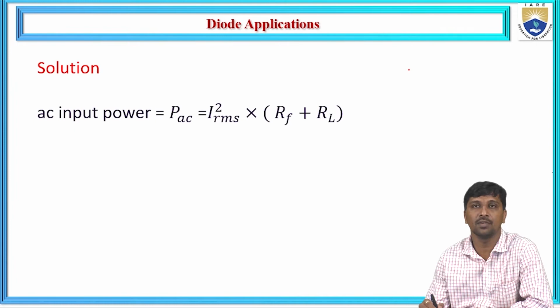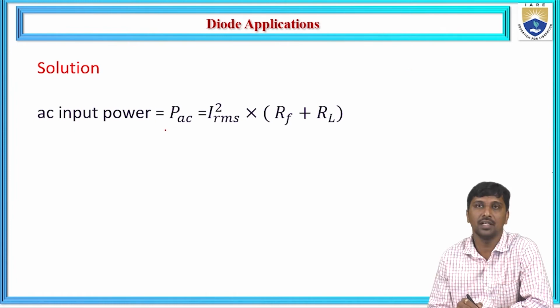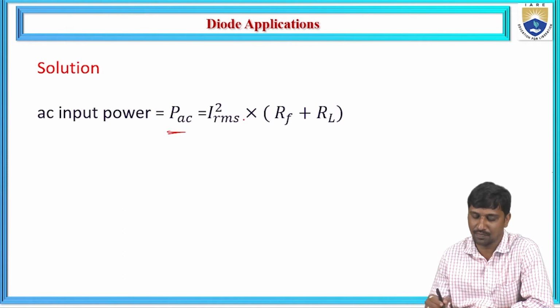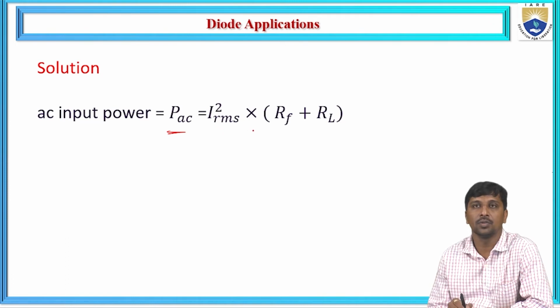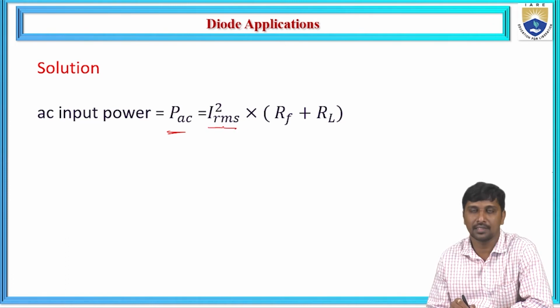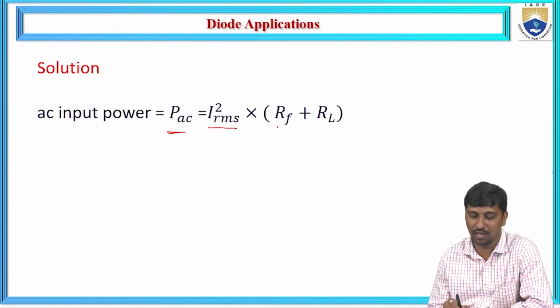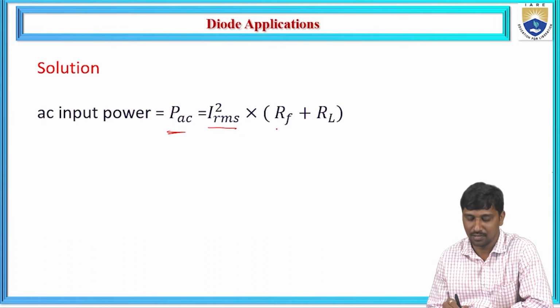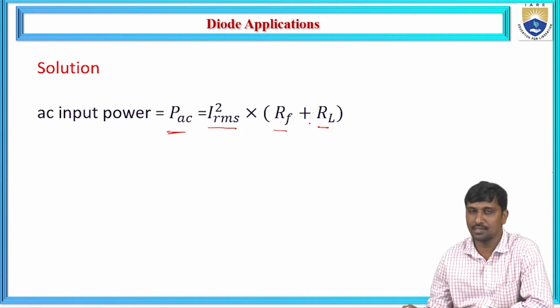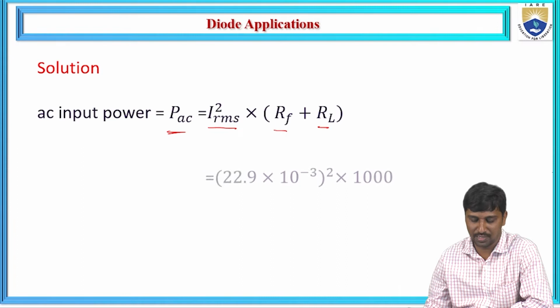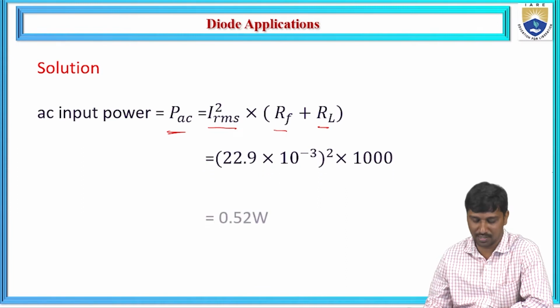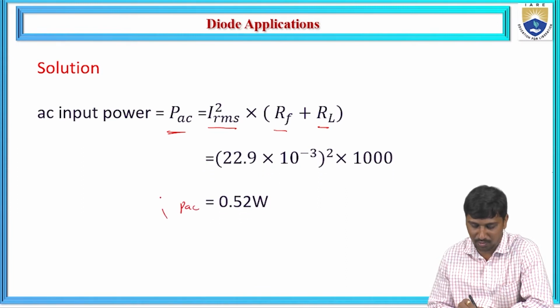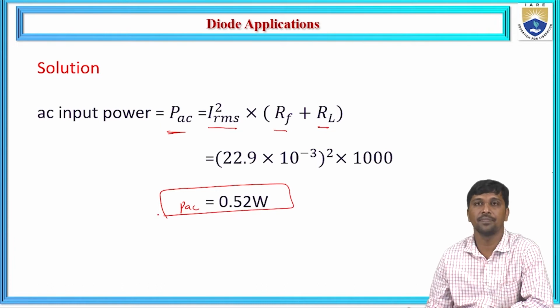If you want to calculate the efficiency, then we need to calculate the DC power to the AC power. So already we observed the DC power. Now I'm going to calculate this AC power. The AC power is represented in terms of I square into R, so here we are going to calculate the RMS AC current along with your resistances. On the input side we have the diode resistance along with the load resistance. Now substitute these values to observe this AC power, that is PAC is equal to 0.52 watts.